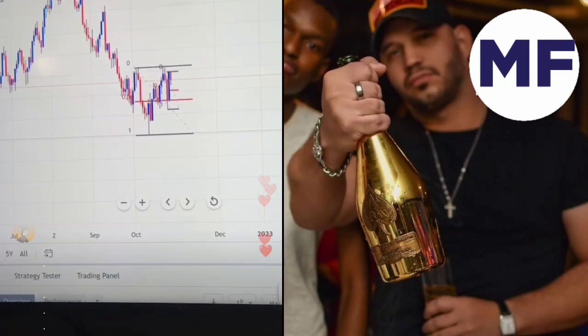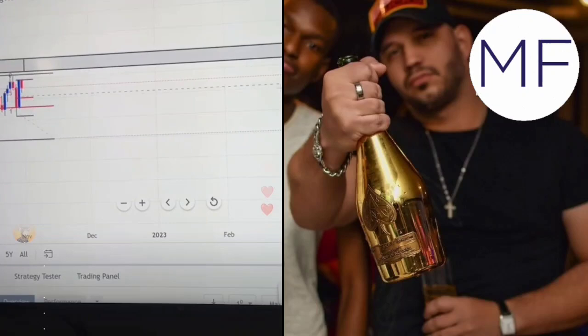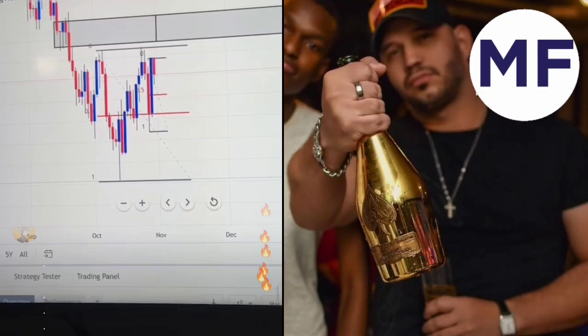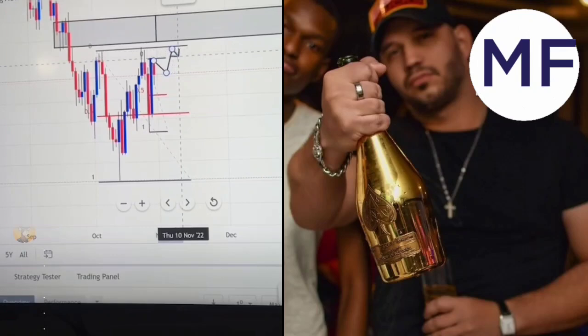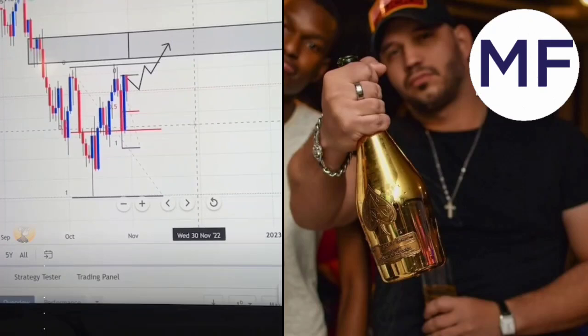Let's say over here, right? So they want to buy into this level, but they obviously need some kind of momentum in order to buy in. Now, if you understand this, you'll understand that this is just going to lead to this.